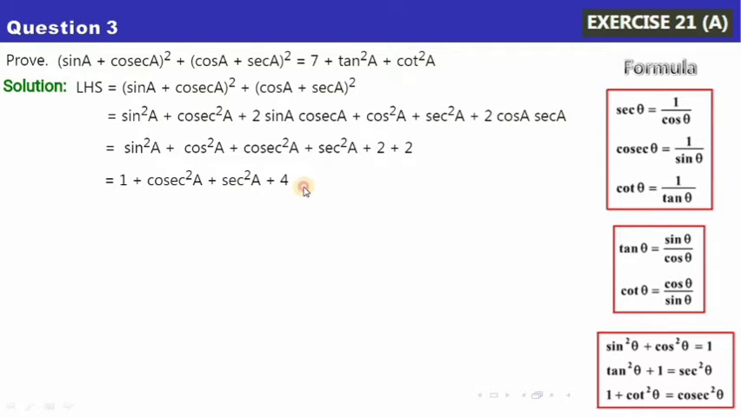Now for cosec square A, I am going to make use of this formula, and similarly for sec square A, I am going to make use of this formula. So if I do that, then this cosec square A can be written as 1 plus cot square A. So 1 plus cot square A is written. Sec square A can be written as 1 plus tan square A. Now 4 plus 1 is 5, isn't it? Now open up the bracket, you get 1 plus 1 is 2, plus 5 is 7. And you have tan square A and we have cot square A. That's what we wanted to show here. So you may pause the video and note it down.